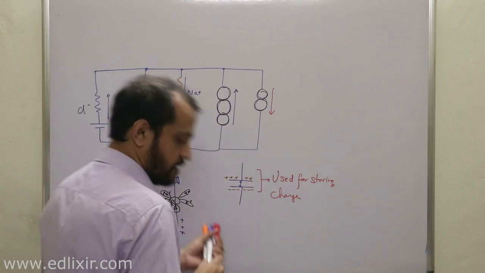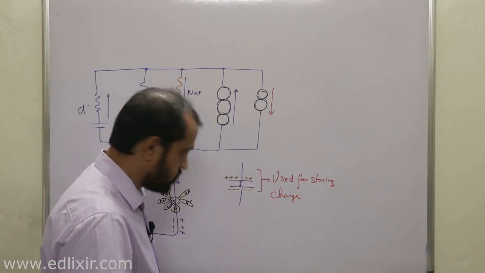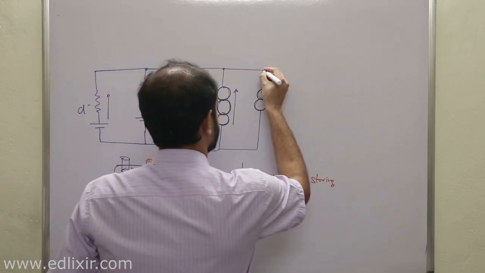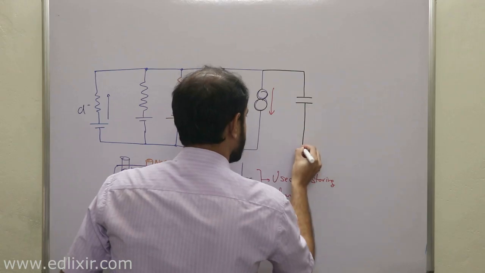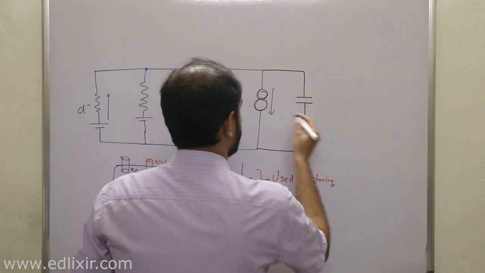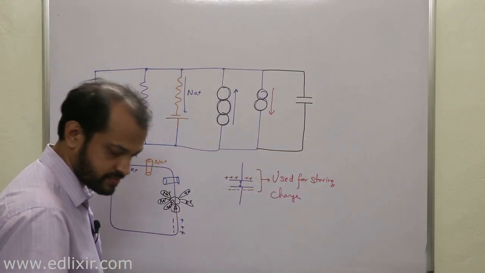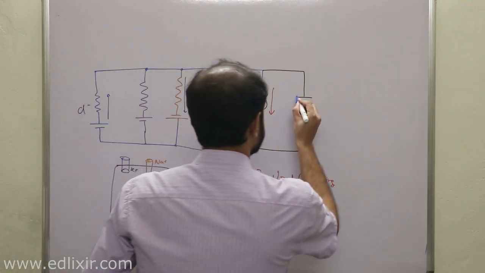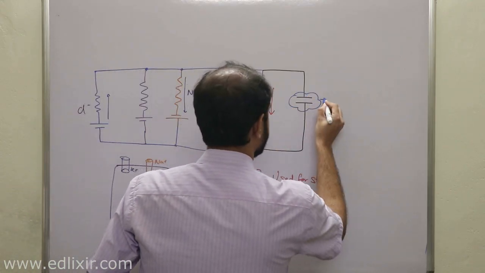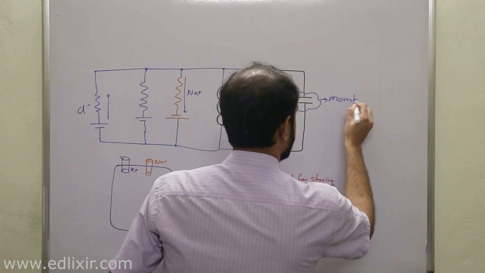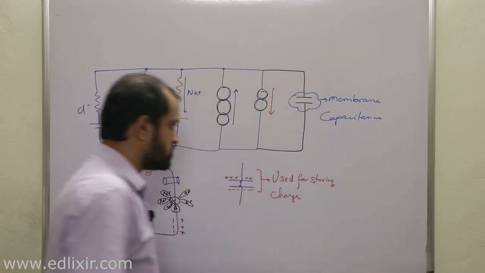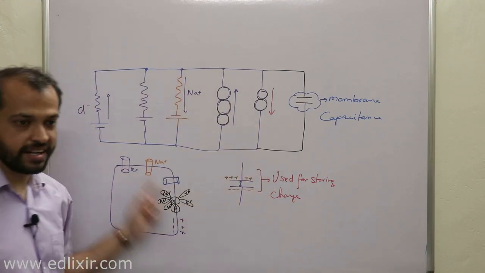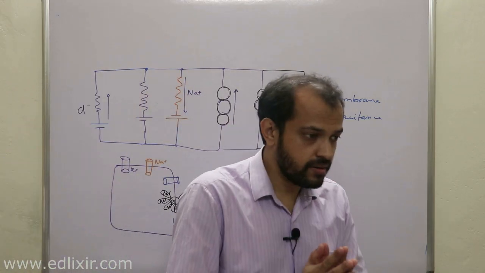Okay, then our circuit diagram is over. We will have to add a capacitor to it. So adding a capacitor to it, then we have got our circuit. This capacitor shows the membrane capacitance. So this is the electrical circuit diagram of your cell membrane.